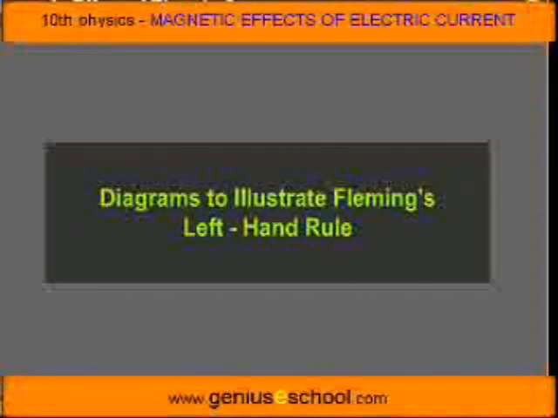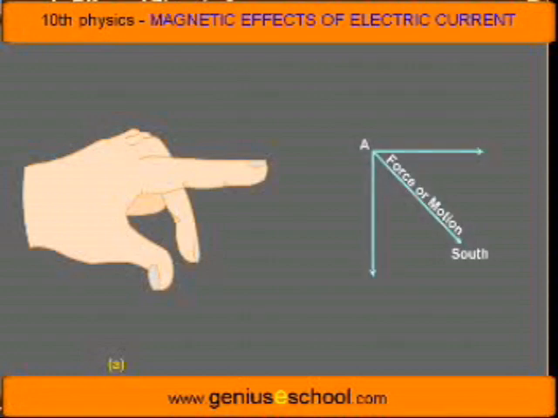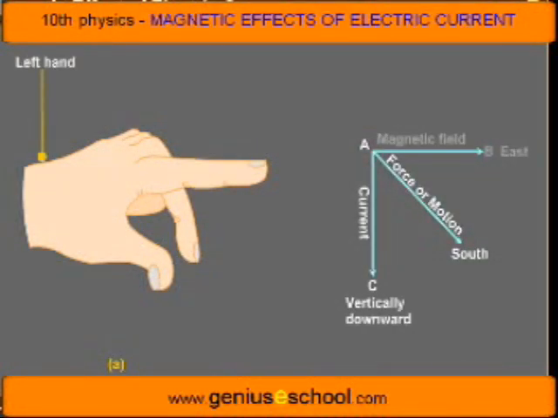Fleming's left-hand rule. Hold the forefinger, the center finger and the thumb of your left hand at right angles to one another. Adjust your hand in such a way that the forefinger points in the direction of magnetic field and the center finger points in the direction of current in the conductor. Then the direction in which the thumb points gives the direction of motion of the conductor.